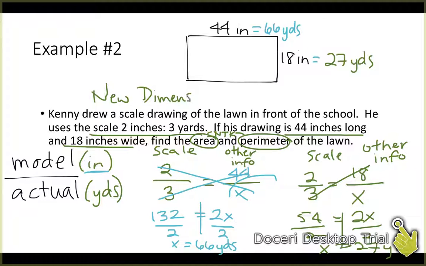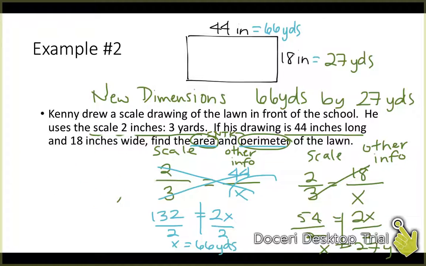of the yard, so the real lawn in front of the school, is 66 yards by 27 yards. That's big, but that's just my first step. I haven't found my area or my perimeter yet. You have space for this, but I'm going to erase this because I need to be able to show you how to find the perimeter and area.